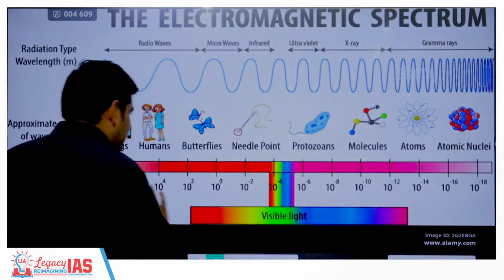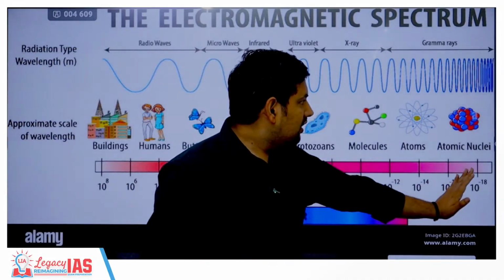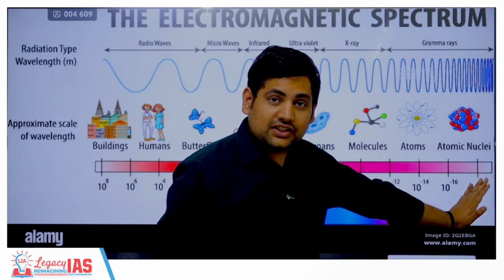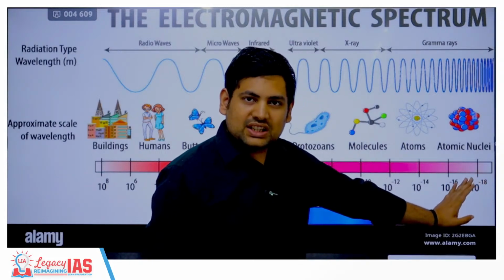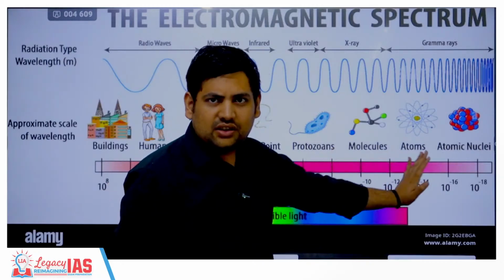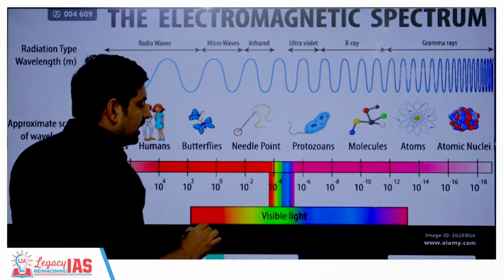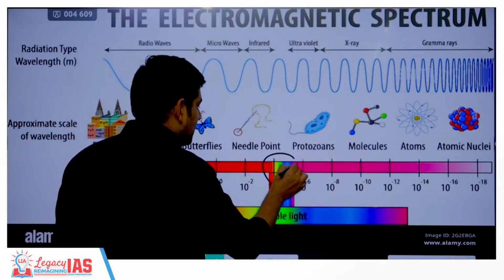Now see, same thing is given here also. As you can see, the frequency is in this direction. Frequency is constantly increasing, and what is decreasing? Wavelength is decreasing. Correct? Now, one thing that you must remember is about this visible light.